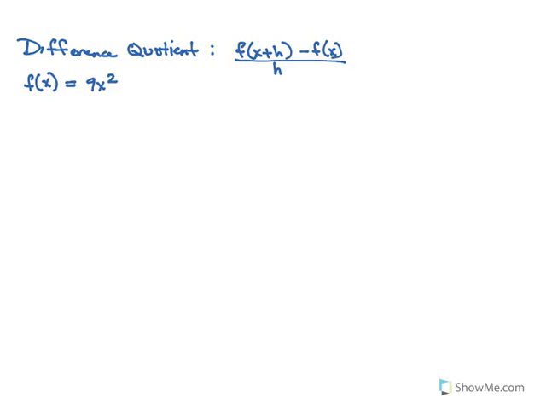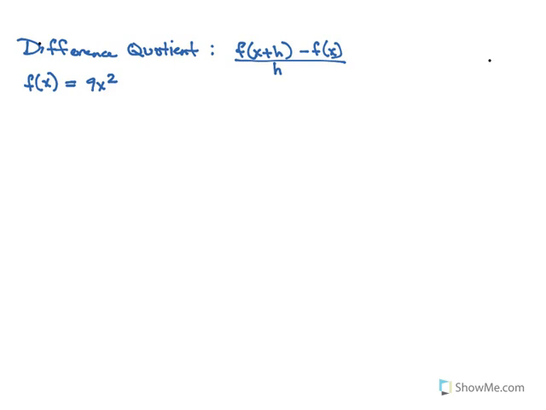So here we have the difference quotient. The difference quotient is f of x plus h minus f of x, all over h. It is really going to be used more in a calculus class, but here you have to be able to learn how to just simplify it and work with it, essentially. Given a function, f of x is equal to 9x squared, we are told to find the difference quotient.